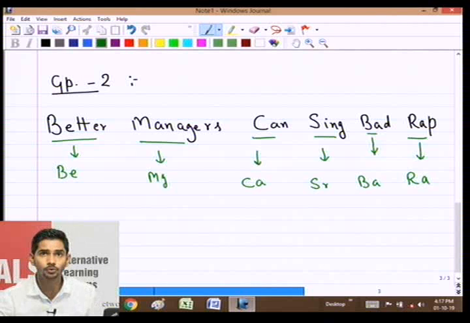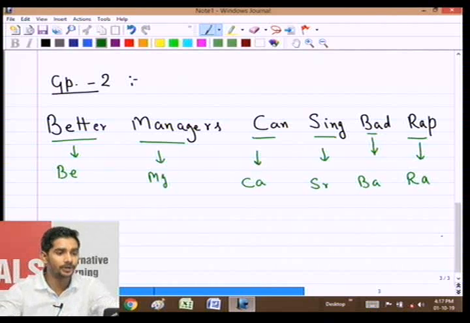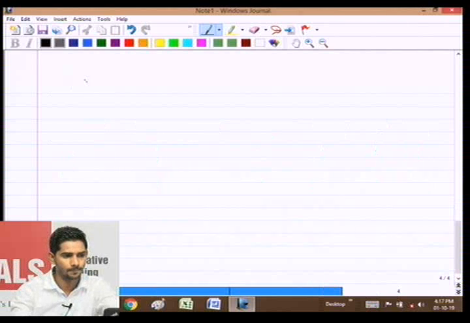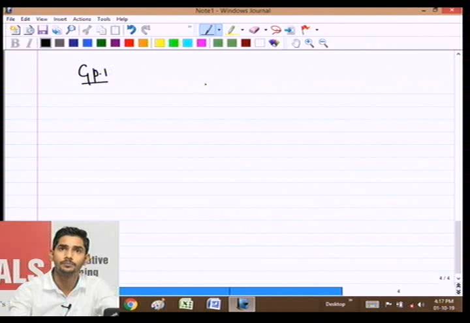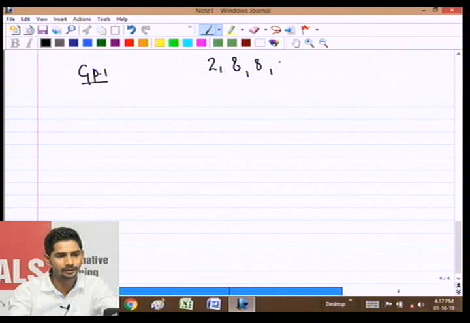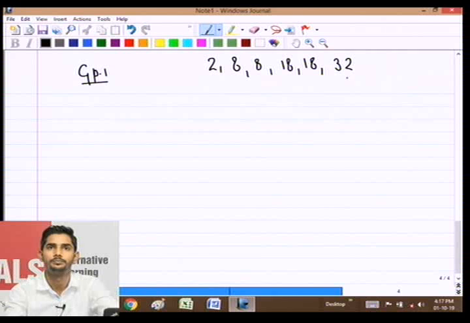Okay. So now it's time to write the atomic numbers. See. Group 1. Okay, for the s block, you have to remember these magic numbers, which are 2, 8, 8, 18, 18, and 32. Okay?